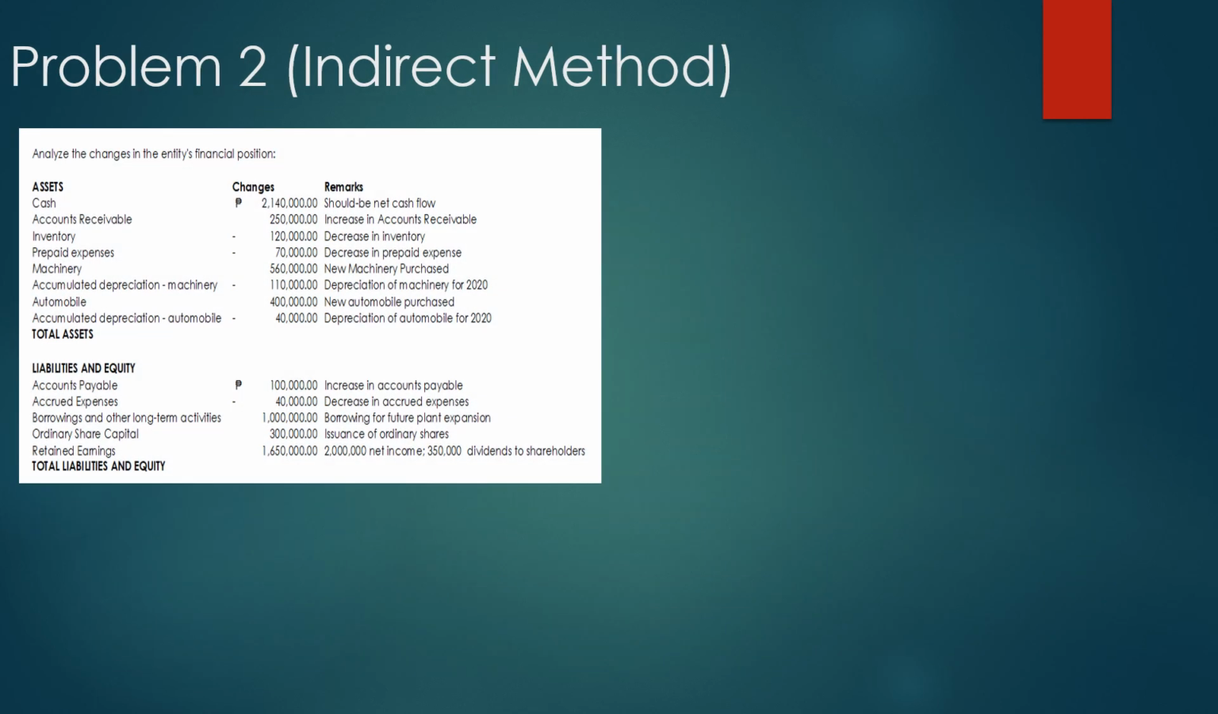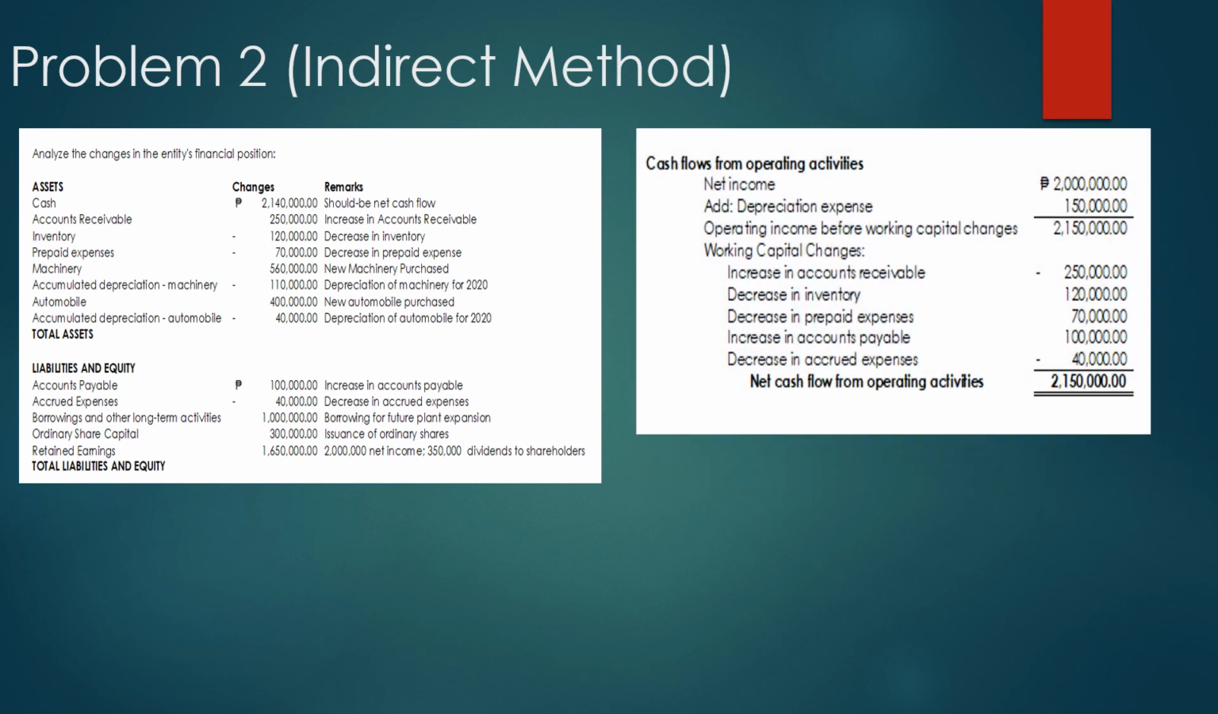So, next, na-analyze mo na, naglagay ka na ng remarks, follow mo na ngayon yung formula mo under operating activities, indirect method. So, sabi, start ka daw sa net income. Kaya ka nag-start dito, 2 million. Ito yung net income na nandoon sa additional information. Add mo yung non-cash expense. Isa lang naman yung non-cash expense. Ito yung depreciation mo lang.